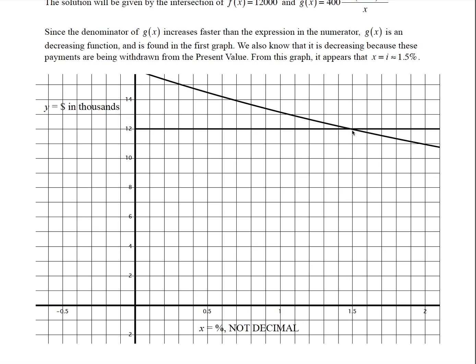We see the intersection, we find the intersection, and we follow that down to the x-axis and see that 1.5%, because x is given in percent, not decimal, is the solution. And again, as in the other graph, the y-axis values are in thousands. So this is 8,000, 9,000, 10,000, 11,000, that's 12,000. So our rate per compounding period is 1.5%.